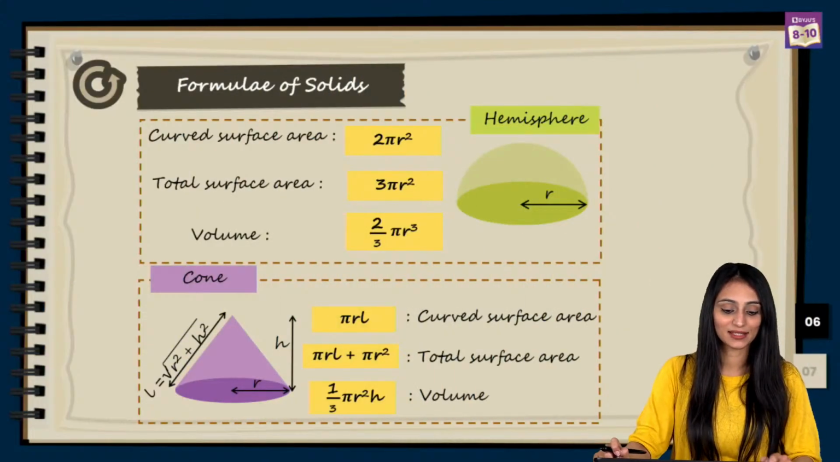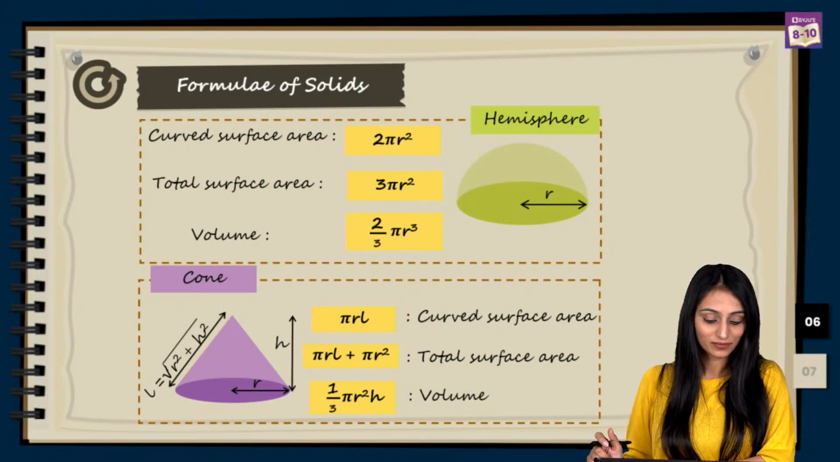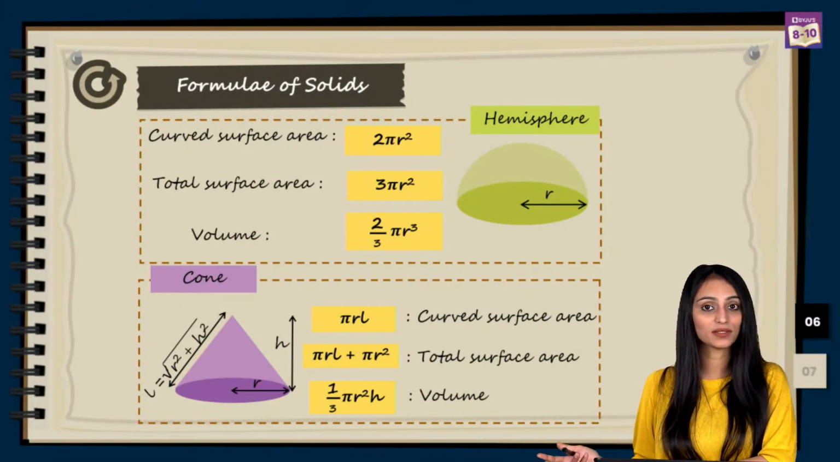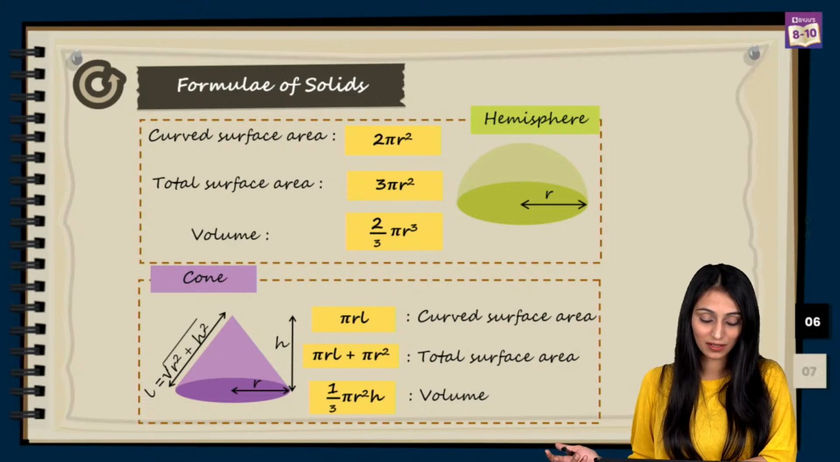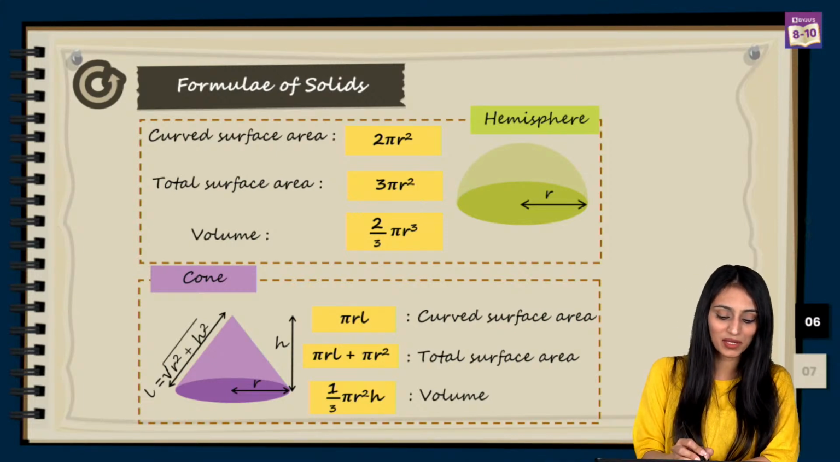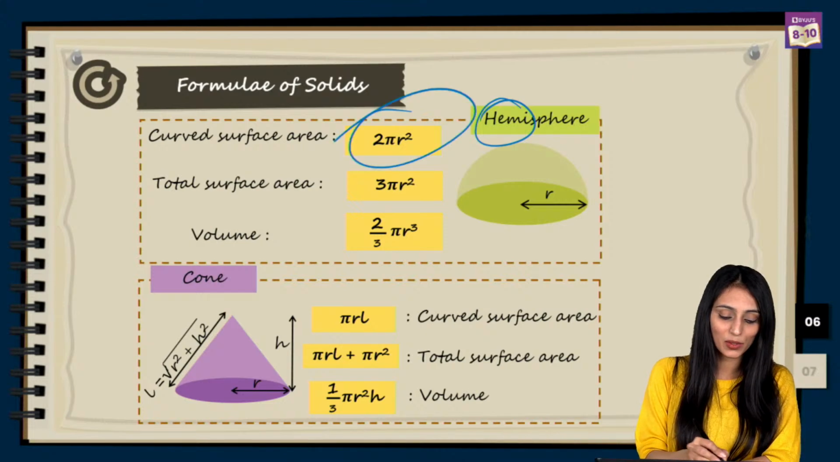All right, let's move ahead. Let's take a look at the formulas for the solids. Now the solids, like we have hemisphere. We know the curved surface area for a sphere is 4 pi r square. Since it's a hemisphere, hemi means half, it's going to be 2 pi r square.